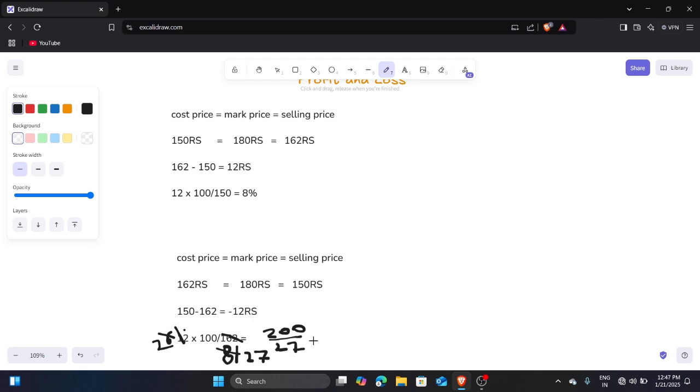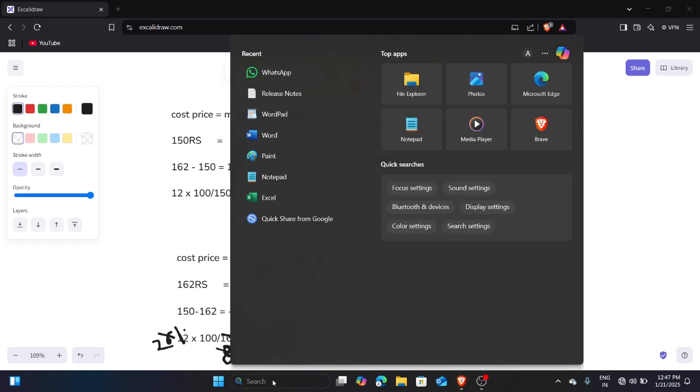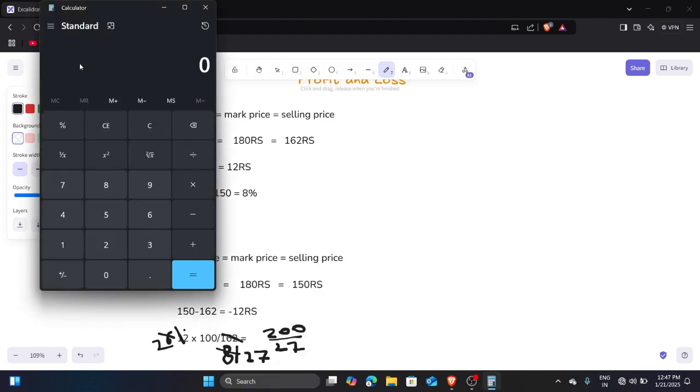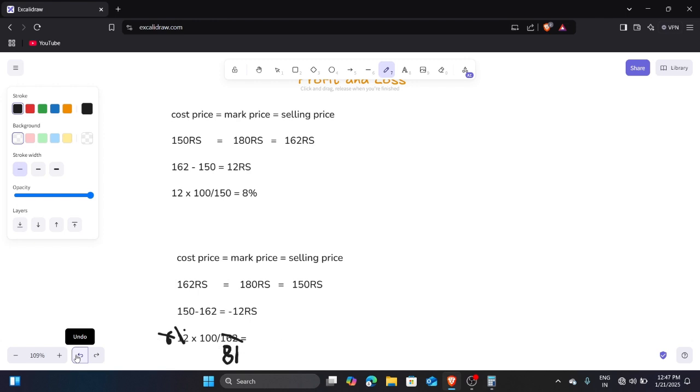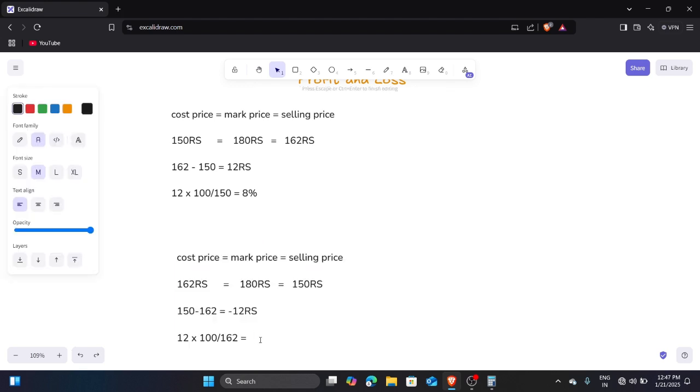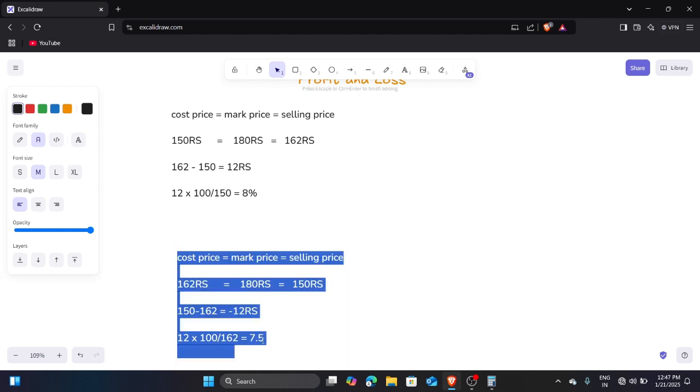It is a little bit complicated, so I'm using a calculator for it. Yeah, here is our calculator. So what could it be? Oh, I'm sorry, 2000 divided by 27. So it could be something like 7 point, let's consider 7.5. This type of loss you get.